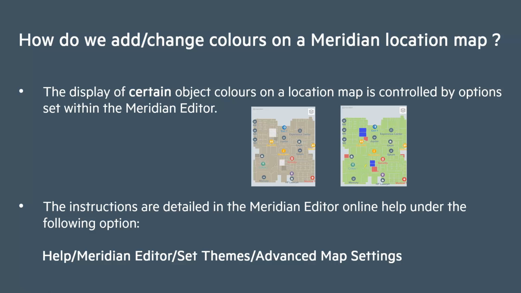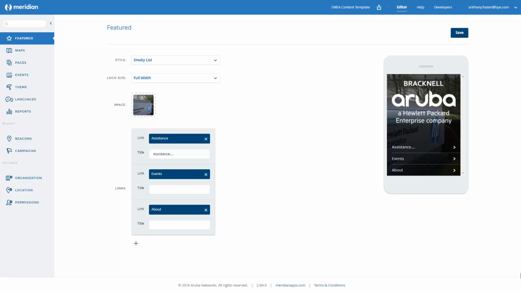Okay, so how do we add and change colors on the Meridian location map? Well, fundamentally, the display of certain object colors on the location map is controlled by options set within the Meridian editor. For your reference, the instructions are detailed in the Meridian Editor online help under the options shown on your screen. To demonstrate the process, we'll run through the configuration for a sample app and show the resulting effects on the map. So let's switch to the Meridian Editor and our sample application.